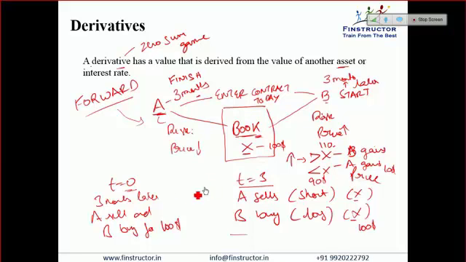In this case, the pre-decided value was $100. The pre-decided date was 3 months from now. It is a right as well as an obligation. That is, A has to sell and B has to buy at $100. So right as well as obligation to perform on the contract. That is to do what you agreed upon.